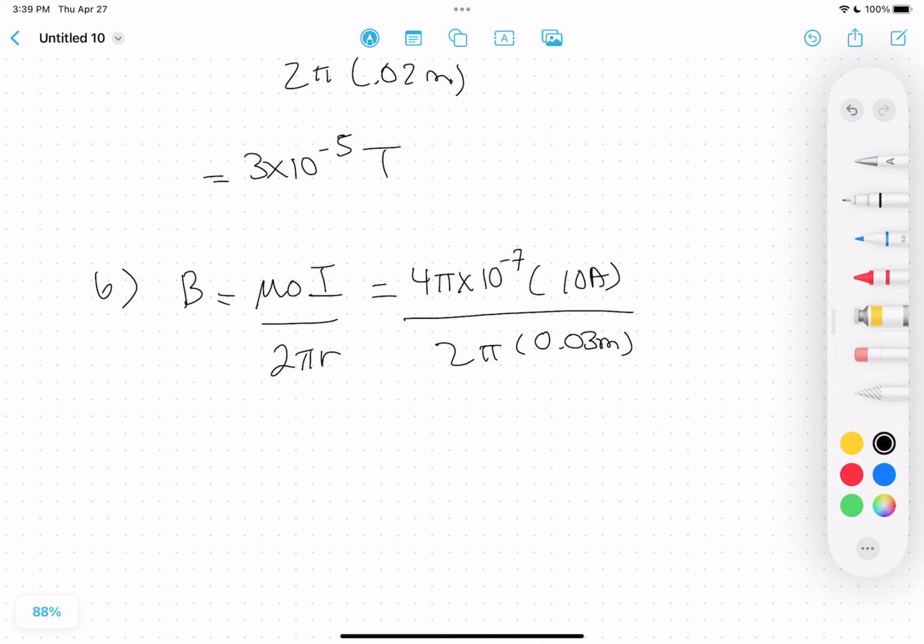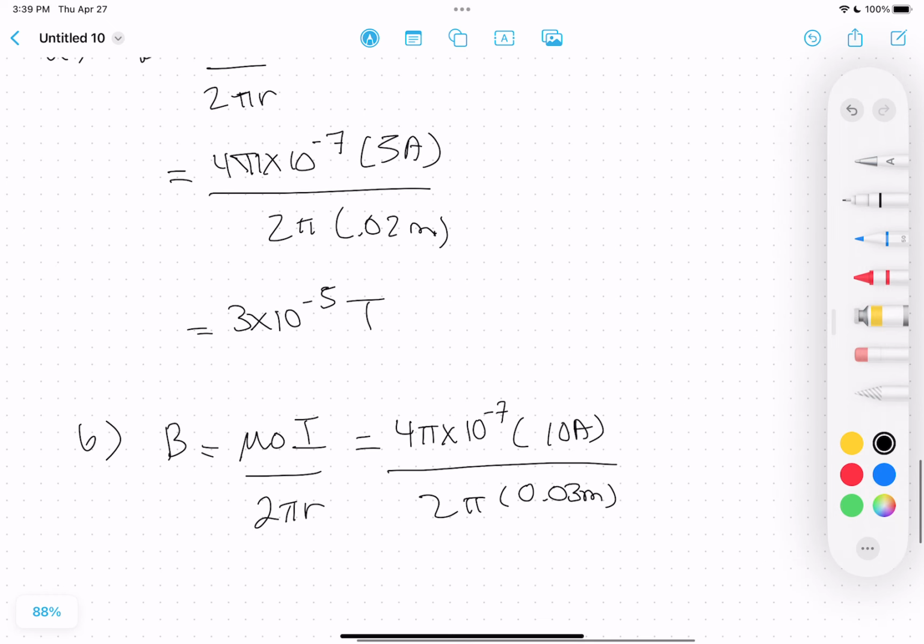Yeah, let me double check here. Okay, my bad. Let me go back and recalculate the first one because I wrote 3 amps instead of 5 amps. So it should be 5 times 10 to the negative 5. So the first one should be 5 times 10 to the negative 5.